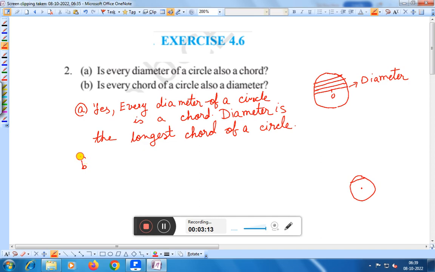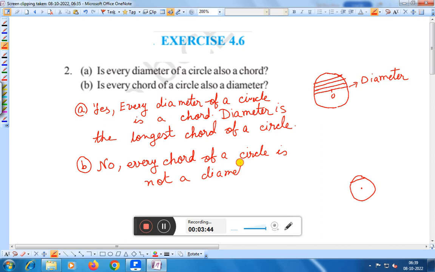Question number B. Is every chord of a circle also a diameter? No. The answer is no. Every chord of a circle is not a diameter. But if the chord passes through the center of the circle, then it is the diameter.